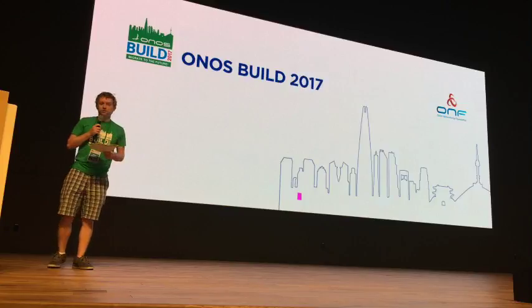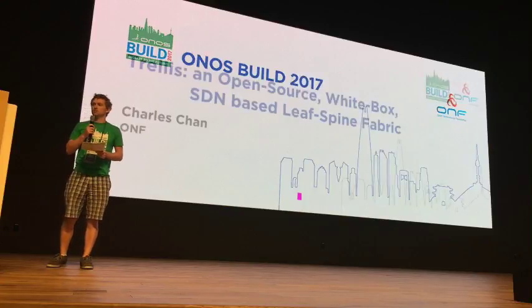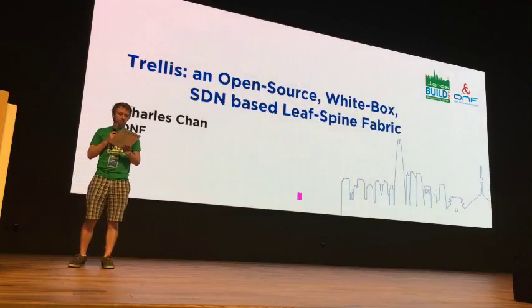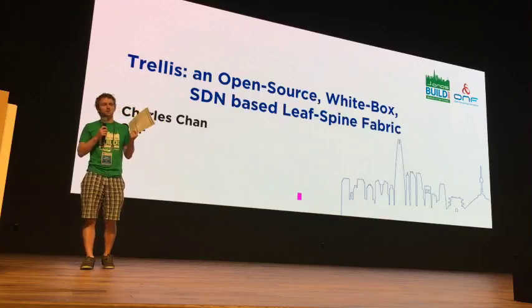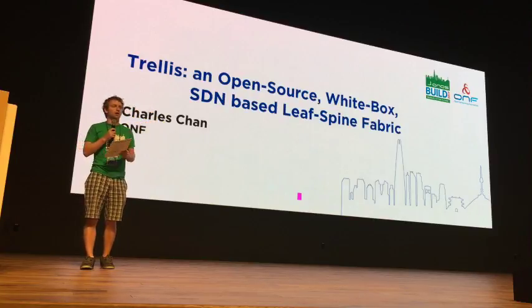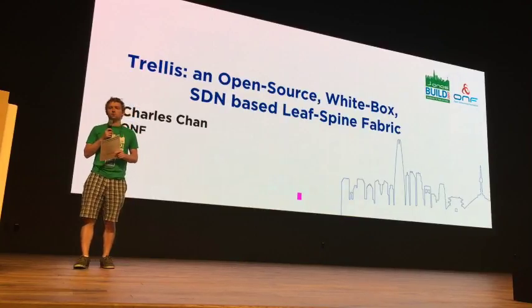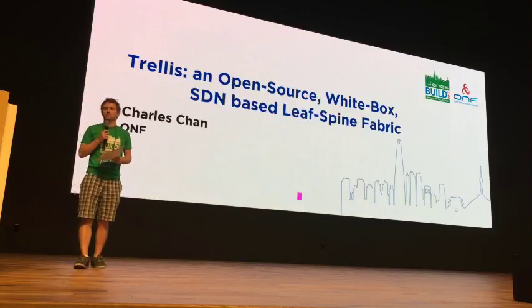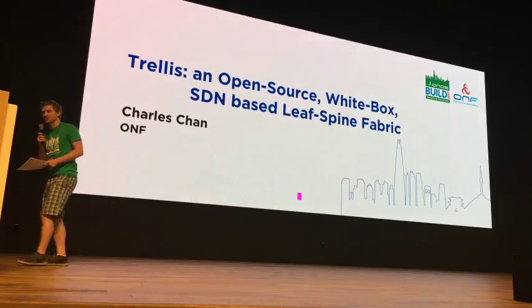So without further ado, I'd like to invite Charles Chan, who's a member of the Open Networking Foundation, to talk about Trellis. Trellis is the white box, open source, SDN-based leaf spine fabric that's the foundation for the data center fabric that all flavors of CORD use. Charles is a newly elected member of the ambassador steering team for CORD. He's also an ONOS and CORD ambassador. So welcome, Charles.